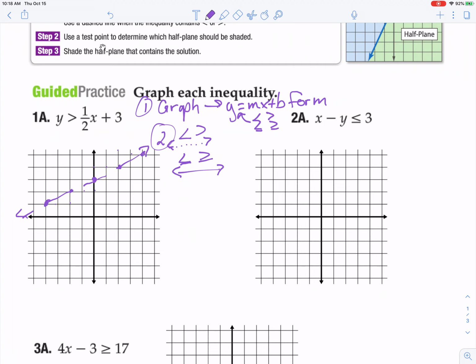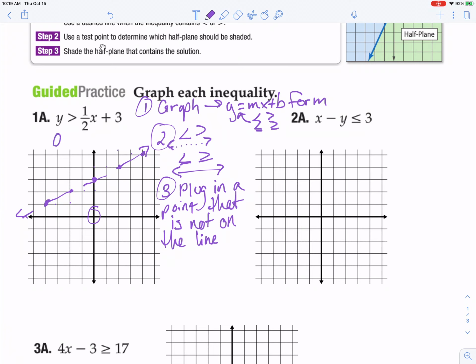And now we're ready to decide where it shades. Your best bet is to plug in a point and see if it works. So step 3, plug in a point that is not on the line. My favorite point to use personally is 0, 0. Again, I can only use 0, 0 if it's not on the line, which for the most part today, I don't think any of them will be. And then plug that in to your equation and see if it's true.